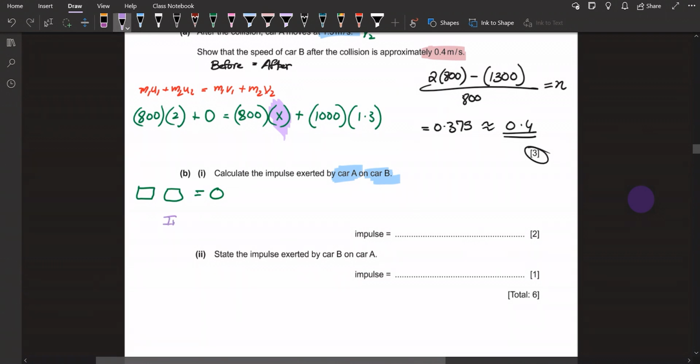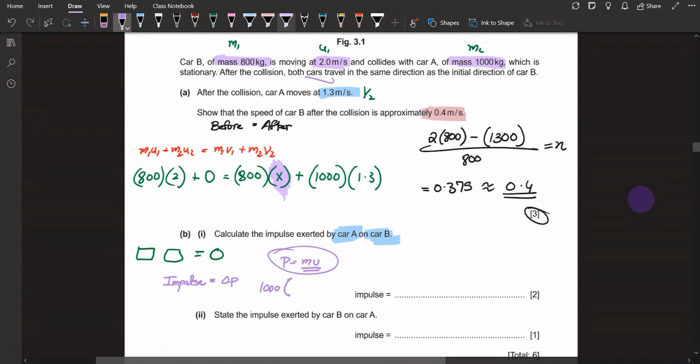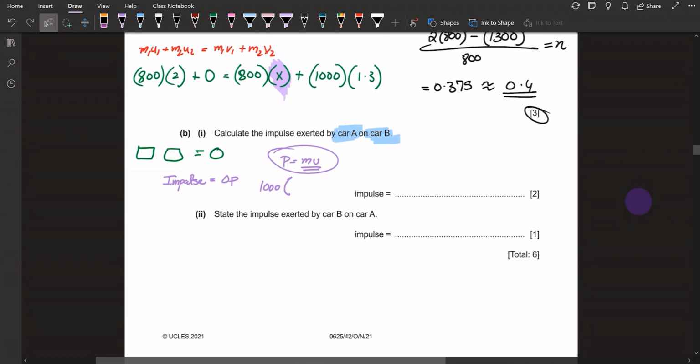And impulse of car A is going to be change in momentum, which is mass into velocity. So mass of car A is 1000, and velocity of the car after the collision is given as 1.3, so we have to use this 1.3 here. So we get our answer as 1300, and this is going to be our answer for part BI. Don't forget to add the units, which is going to be newtons per second because it is impulse.